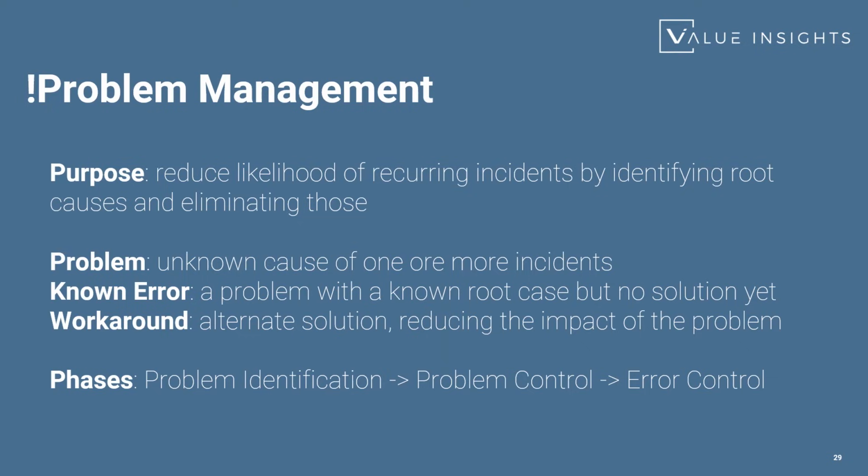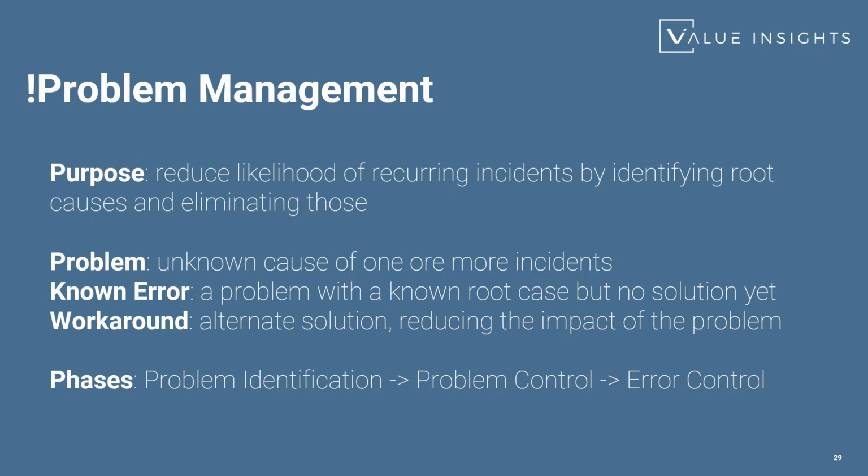Let's have a quick look at problem management, also one of the most important practices. And it is in close conjunction with incident management. So it really doesn't make sense to have only incident management or only problem management in place. For best results, you should have implemented both. So the purpose is to reduce the likelihood of recurring incidents by identifying root causes and eliminating those.